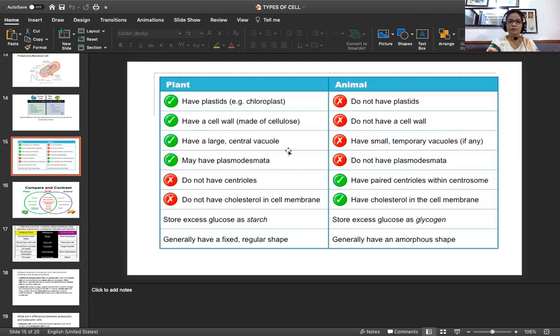Ang plant mayroong large central vacuole. Okay, there are temporary vacuoles but they're very small. So hindi naman lahat meron. Okay, plants have plasmodesmata and animals do not have plasmodesmata. Okay, plants do not have centriole because they do not use this for cell division, but animals do have paired centrioles within centrosome. Okay, plants do not have cholesterol in cell membrane. Okay, so animals have cholesterol in cell membrane. So for storage, excess glucose is stored as starch for plants. And pag may sobra tayong glucose, automatically converted to glycogen. Okay? So plants have a regular shape, generally have an amorphous shape for animals.